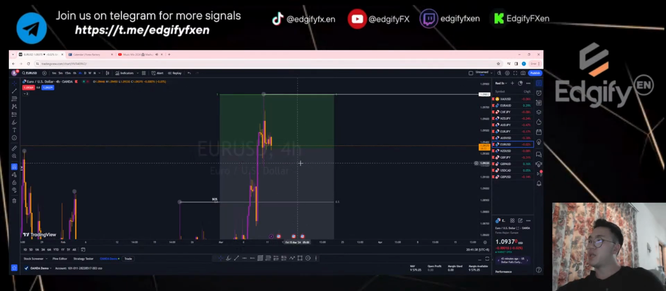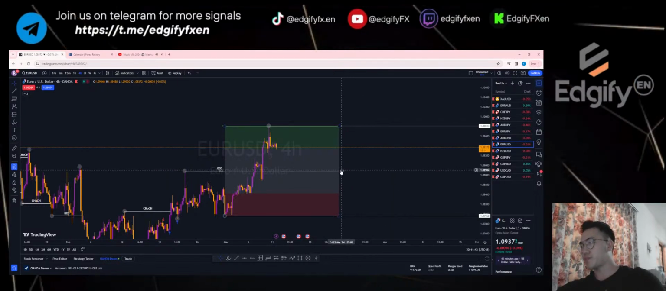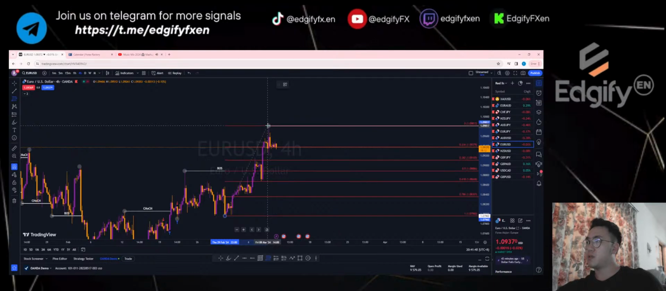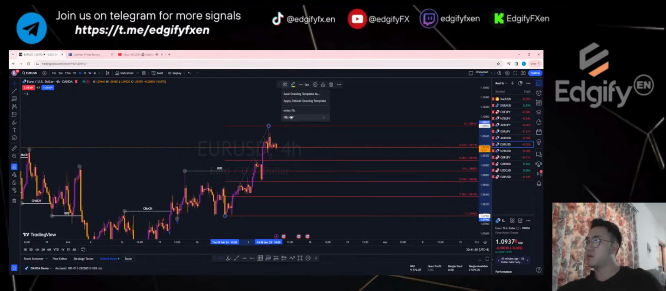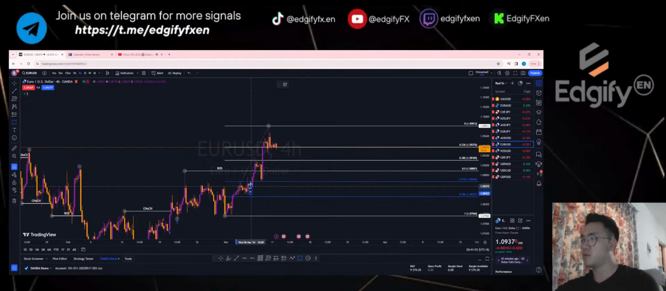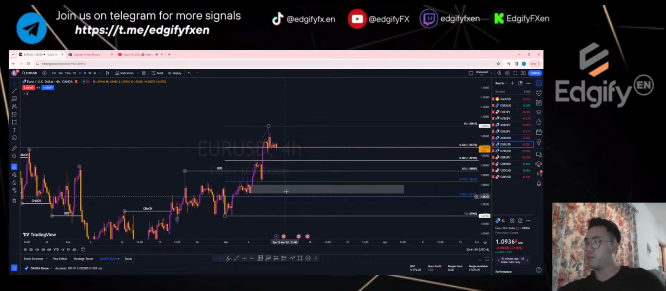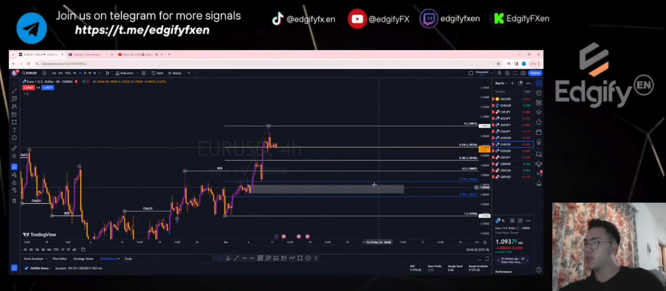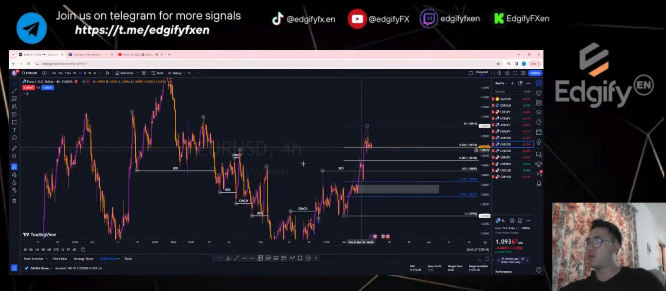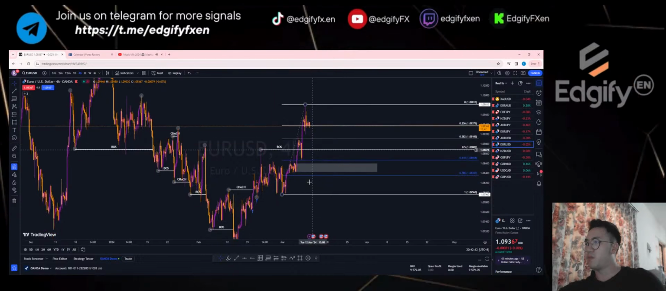Euro USD, basically I use my 4 hour. It's pretty big, the range. So basically I'll be waiting for price to come back to this level. This will be my demand area where I'll be taking a buy. We'll wait to see the price tapping back to this level first before we actually hop in. Right now I will not be taking any sells from here back to the downside. I will just be looking for buys.